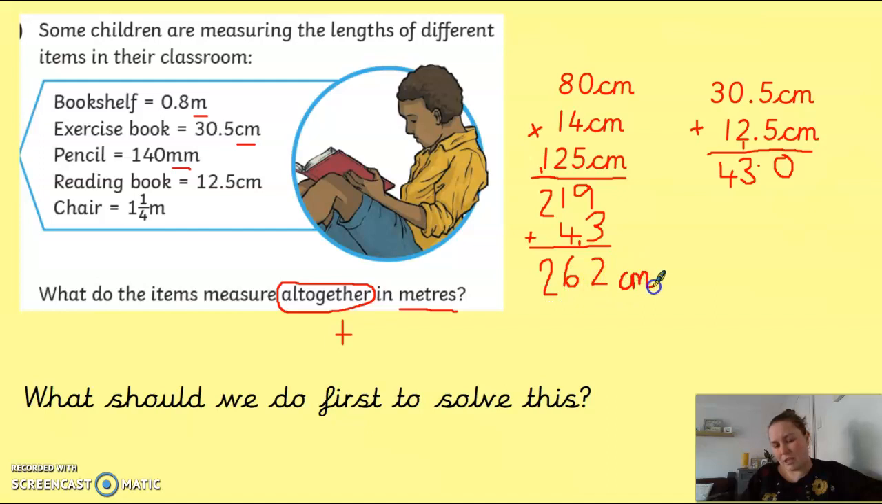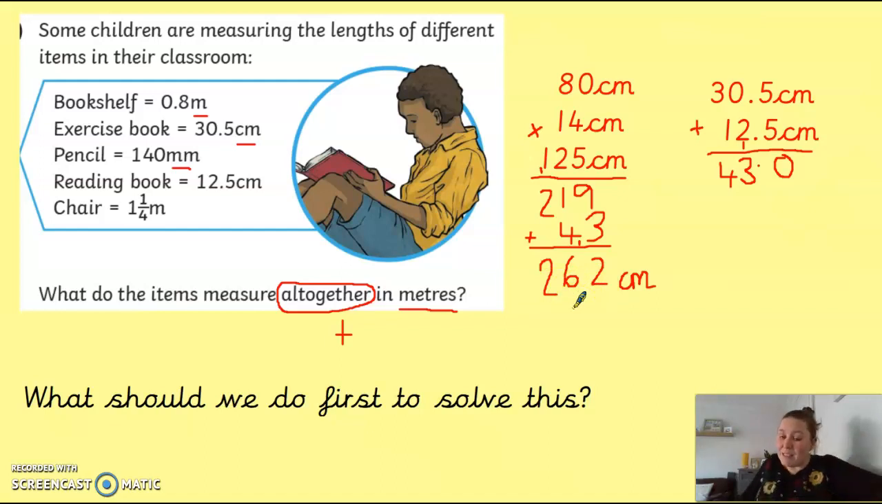Perfect, I've done my calculations. I've made them all the same. I've got an answer. Now I need to pop back here and check what the question actually said. What do the items measure altogether in metres? So this isn't my final answer. 262 metres is very different to 262 centimetres. So I've got to convert it back.